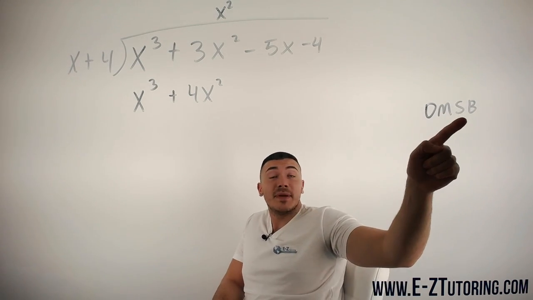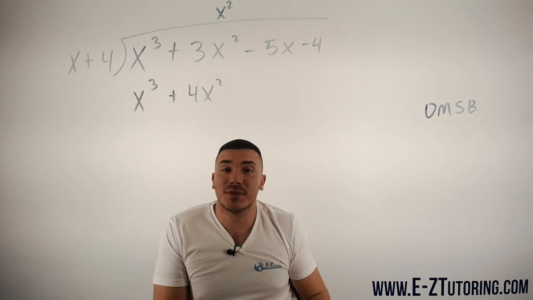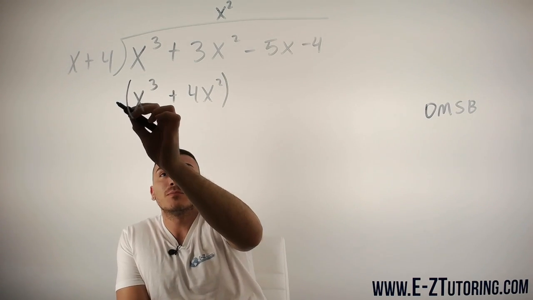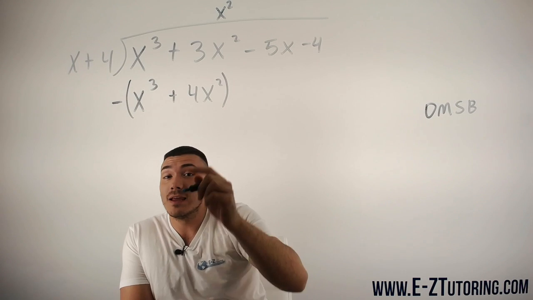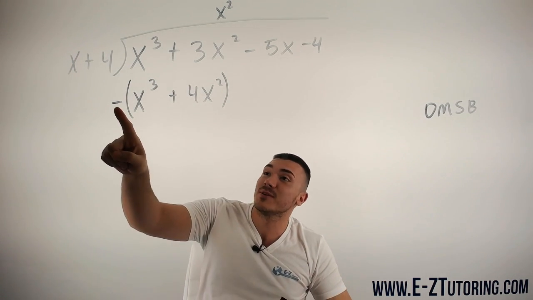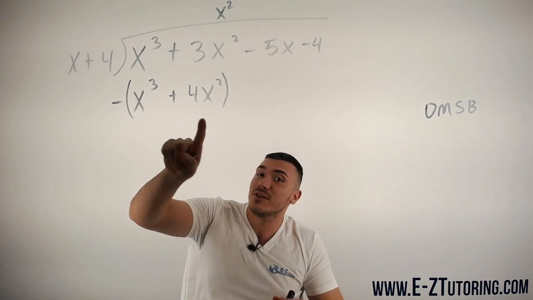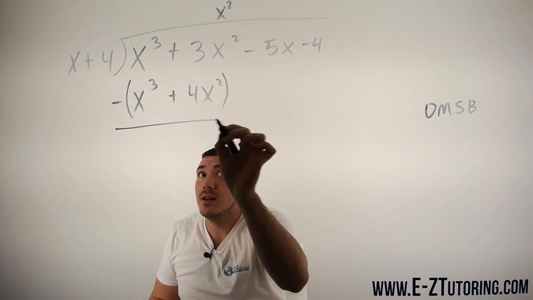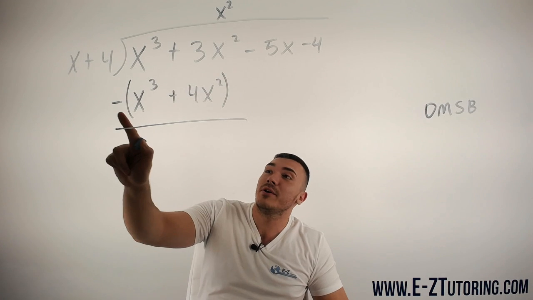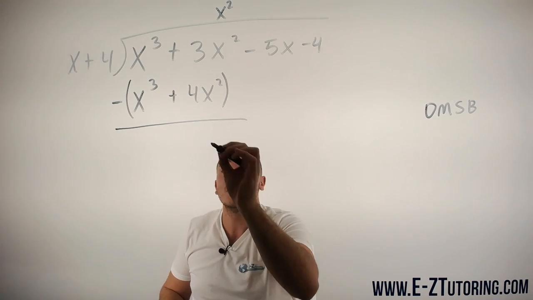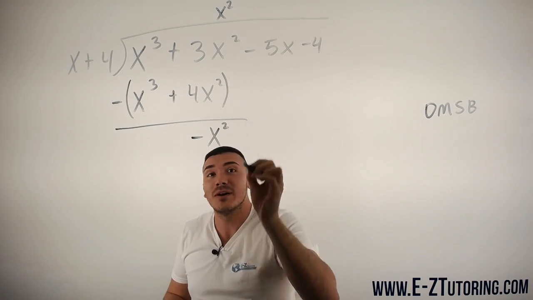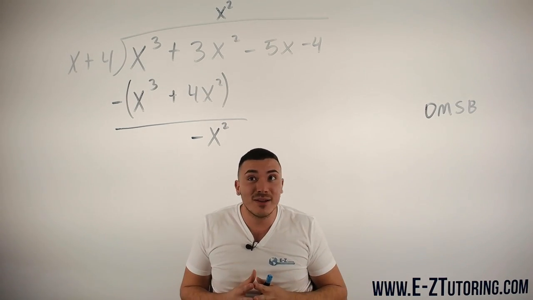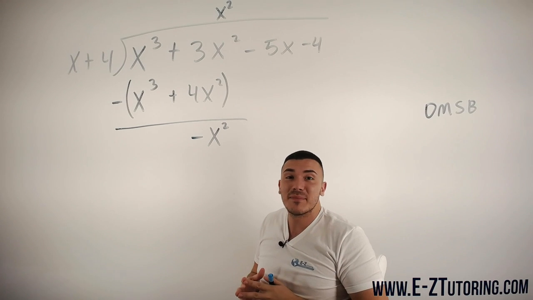All right, our next step is to subtract. So you want to subtract this whole thing. Be very, very careful: when you subtract it, you must put the subtraction symbol to the whole thing in parentheses. The subtraction symbol should distribute to every term. So we do x cubed minus x cubed, which gives us nothing. And we do 3x squared minus 4x squared, which gives us a negative x squared. I'm sure this looks familiar to you guys. It is just regular long division, and it follows the same steps.